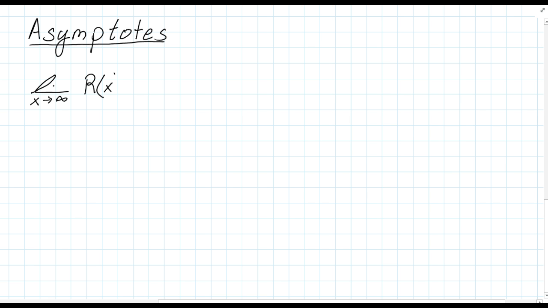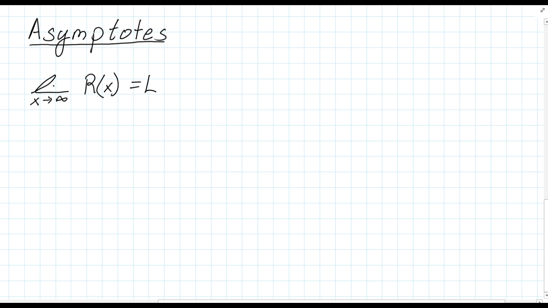So one of the reasons why we talk about rational functions is because they're really our first example of asymptotes. To talk about asymptotes, I'm going to have to introduce some limit notation. So I'm going to write the limit as x goes to infinity of some rational function r of x. And if that exists and equals L, what does that mean?